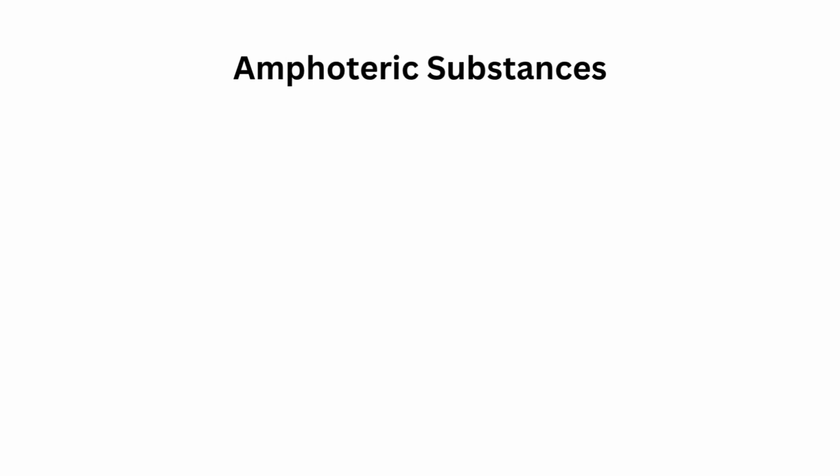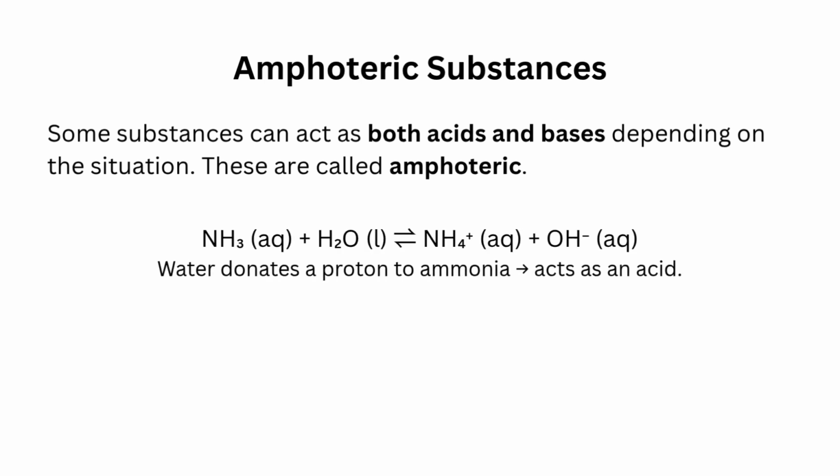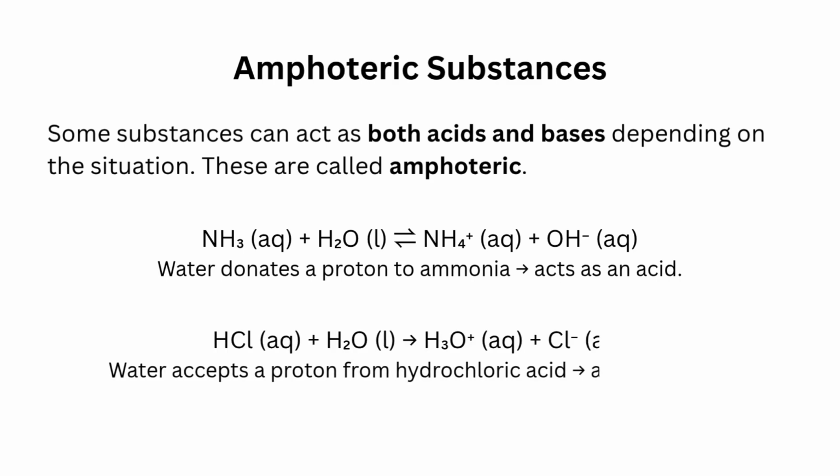Amphoteric substances. Some substances can act as both acids and bases depending on the situation. These are called amphoteric. Example: water is a classic amphoteric substance. It can donate a proton, acting as an acid, or accept a proton, acting as a base. This dual role is essential in acid-base chemistry.